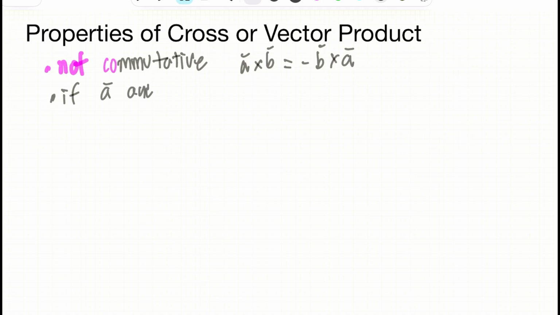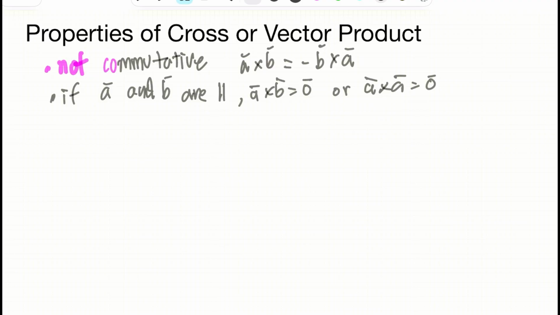Now, if A and B are parallel, A cross B is equal to the null vector, or the same thing as A cross A is equal to the null vector, or 0. And that makes sense because the sine of the angle between two vectors that are parallel is 0. So in this case, if they're parallel, the sine of theta goes to 0.